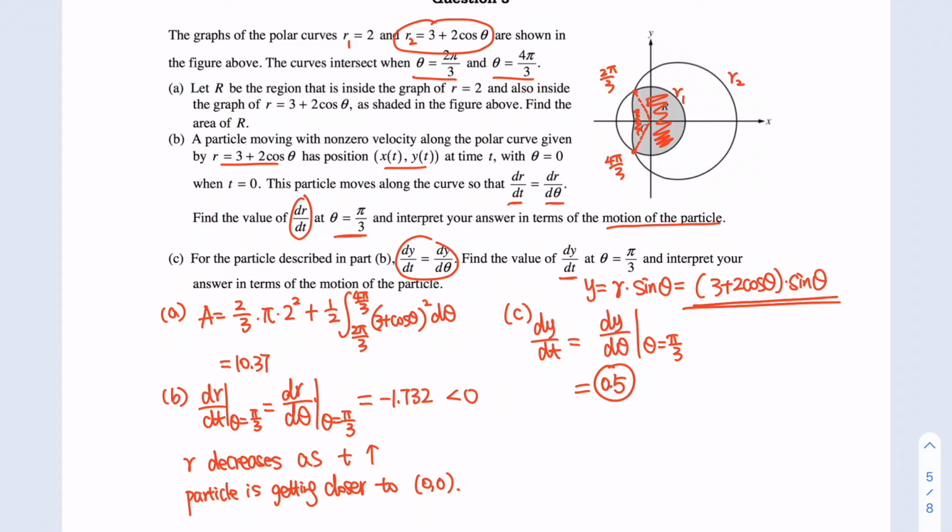So because dy over dt is positive, that means y is increasing with respect to t. So what we can tell about the particle is that the particle is moving away from the x-axis. Y is increasing.